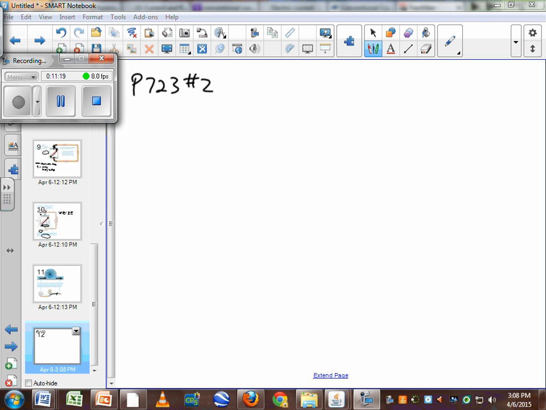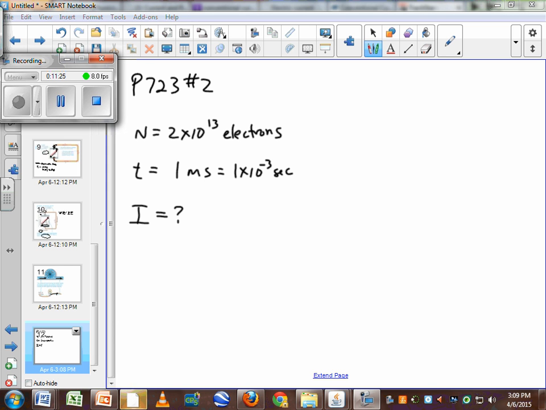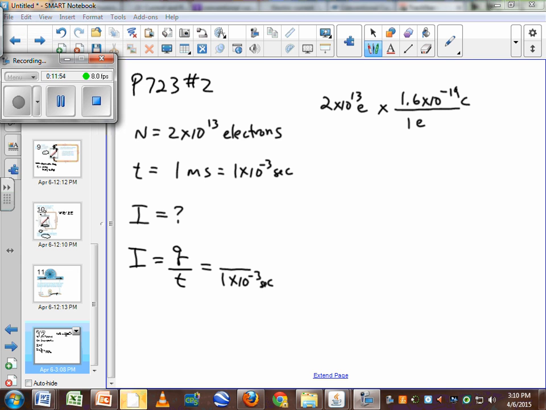So we want to do a couple problems here. Page 723, number 2, we'll take a look at now. This problem says 2 times 10 to the 13th electrons flow through a transistor in 1 millisecond. What is the current through the transistor? So I have the information written here, and we know the equation I equals Q over t. We have our time here, 1 times 10 to the negative 3 seconds, but I need to figure out what charge that number of electrons is. We've done this before. We know that 1 electron is equal to 1.6 times 10 to the negative 19th coulombs. We'll just multiply that by the 2 times 10 to the 13th electrons that we have.